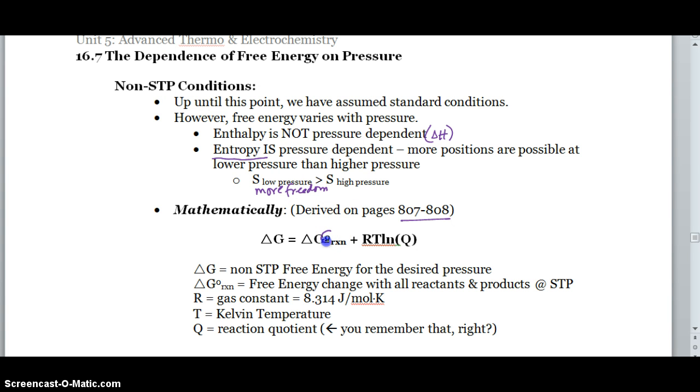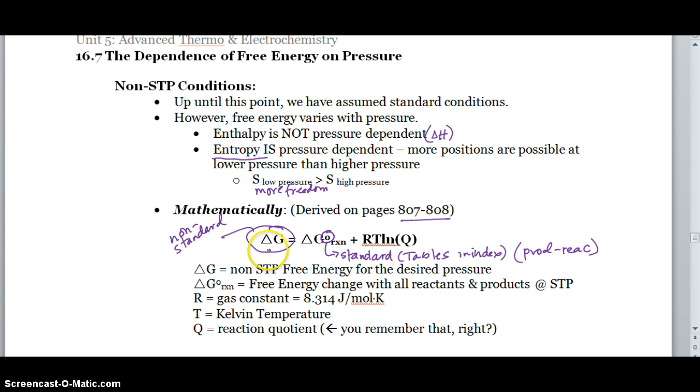When we see this knot, we know that means standard, and standard comes from the tables. If you want to find delta G, you can look in the tables in the index and just do products minus reactants, making sure you use the coefficients from the chemical equation. That is for standard conditions. This is non-standard conditions, which happens. You run reactions and you're not at standard conditions.